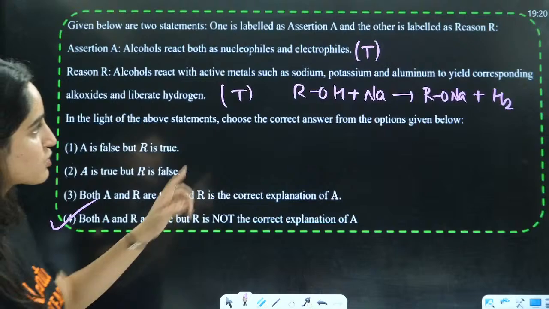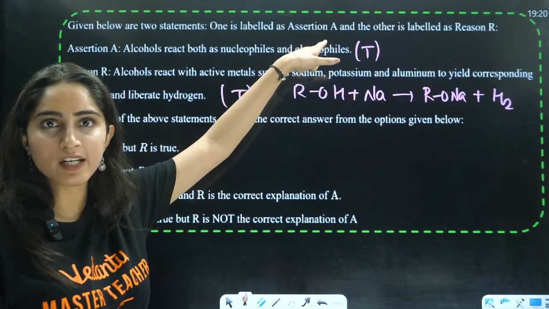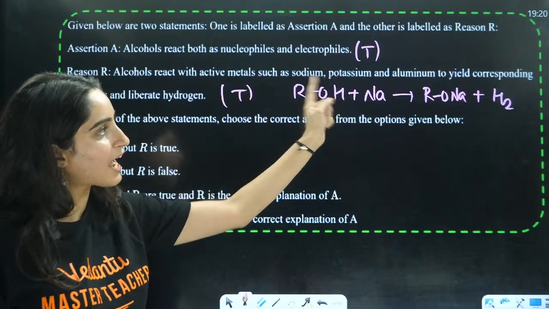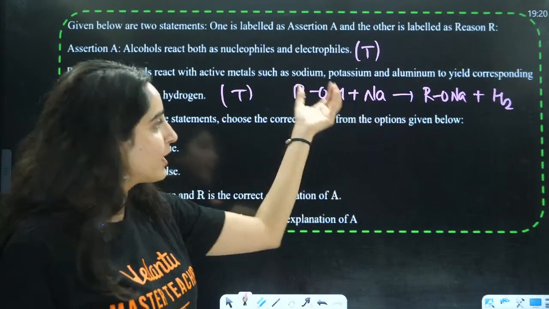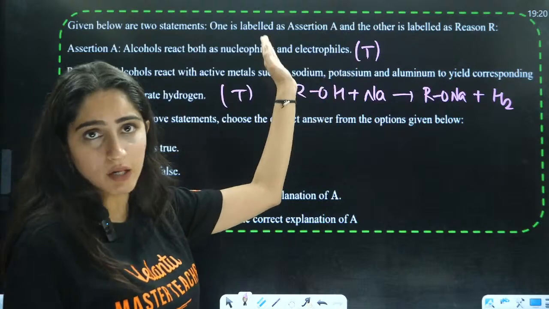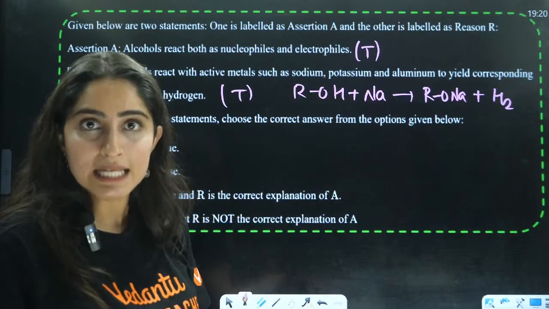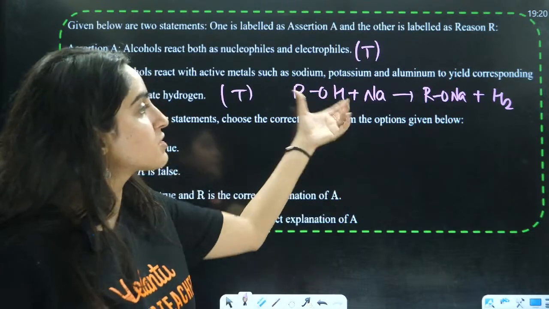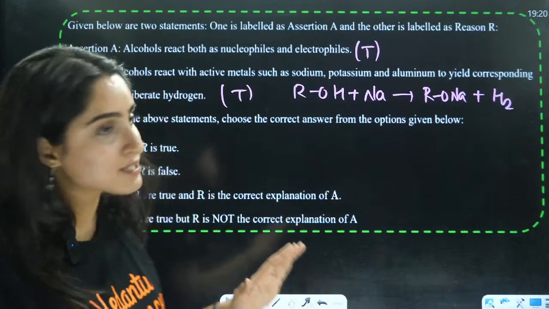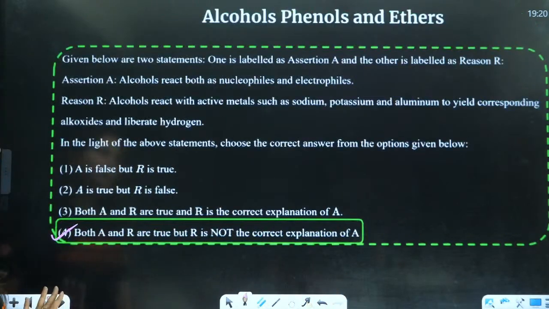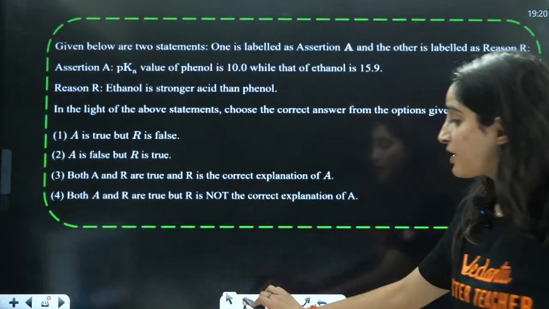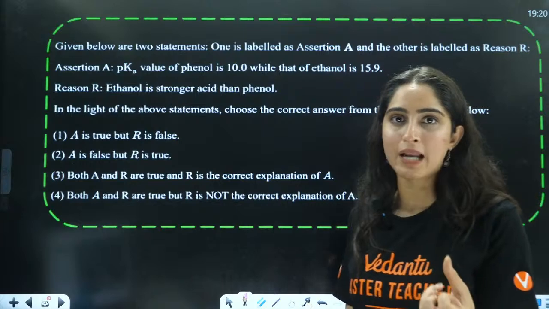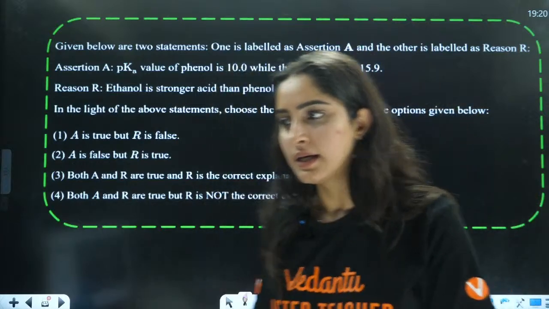They should have given, it's not that this is a wrong statement, it is correct. But if I am asking why this reaction is happening, it is happening because alcohol is acidic in nature. It is not happening because it is acting as both electrophile and nucleophile, right? That is not the reason for this reaction to occur. So D is the correct answer. Can you see so many questions based on concepts like acidity and basicity?